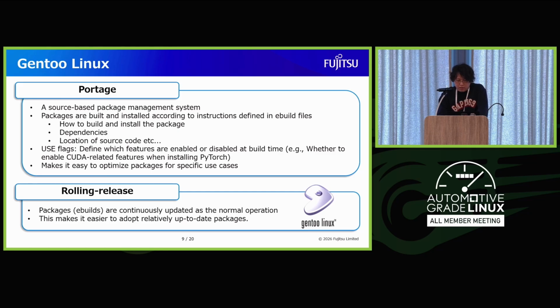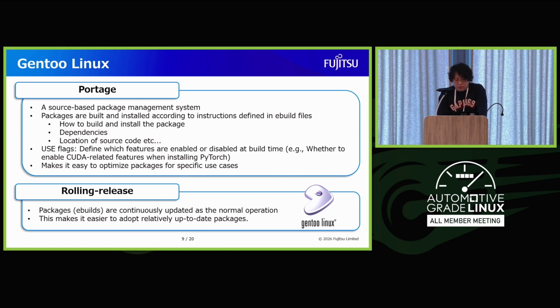Also, Portage has parameters called use flags. Use flags control which features of the package are enabled. For example, when installing PyTorch, if we want to enable CUDA-related features, we need to enable the corresponding use flags. In this way, Portage makes it easier to optimize packages for specific use cases.